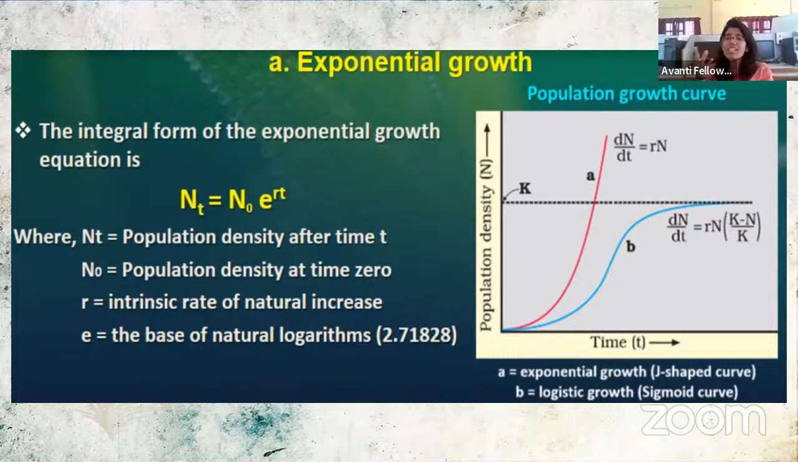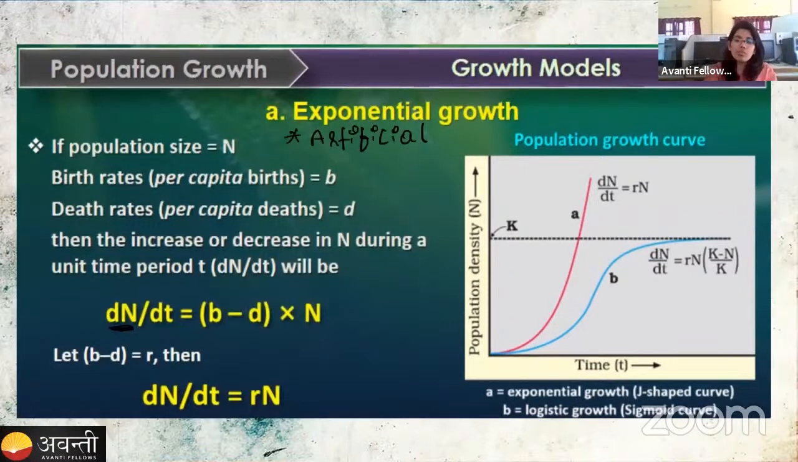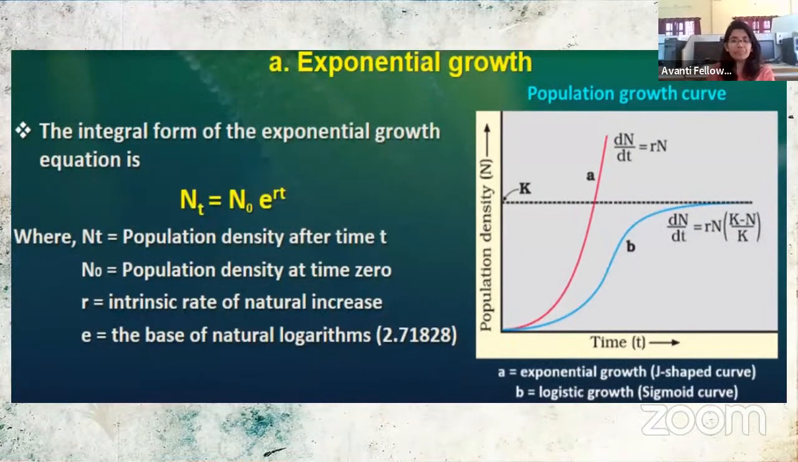Population density means the size of a population. Size or number of organisms, how they have increased or not, that we need to see. How to see? Nt is equal to N naught e power rt. N naught means population density at time 0, which means initially how many organisms we were having. Here N is equal to N naught, both are the same.